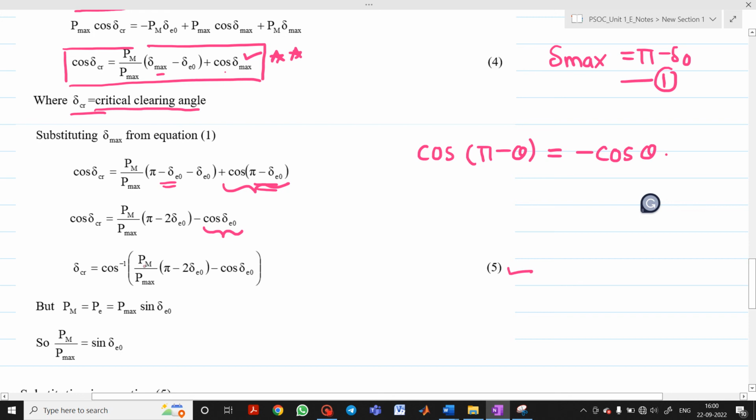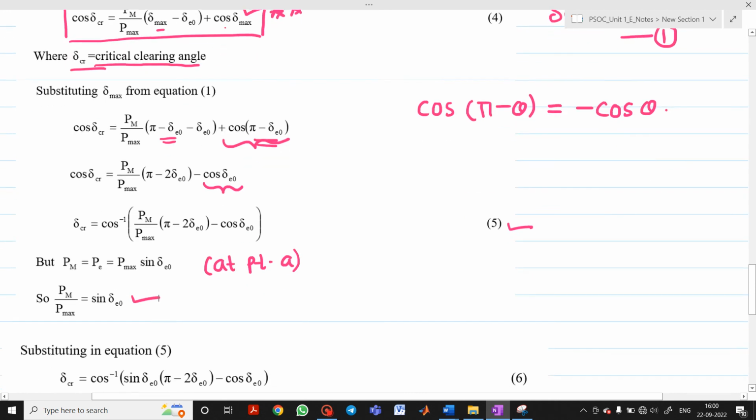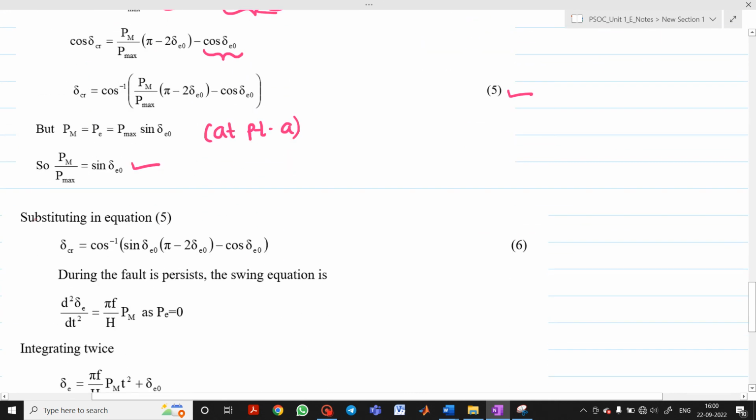But already we have studied that PM equal to P max sin delta 0, where you will get it at point A in the graph. So can I write from this PM divided by P max? You will get here sin delta 0. Yes, we can write. So to this PM upon P max, I will put this sin delta 0. If I substitute this, what I will get is delta CR equal to cos inverse of sin delta 0, the remaining term as it is, pi minus 2 delta 0 minus cos of delta 0. Treat this as equation number 6.